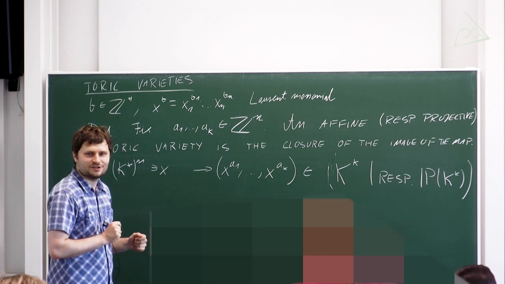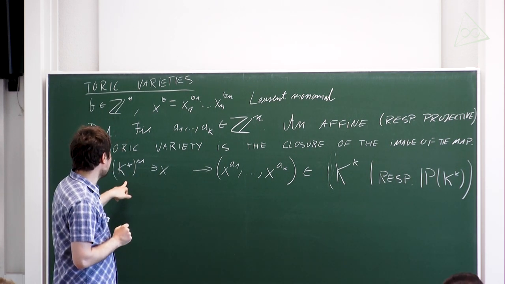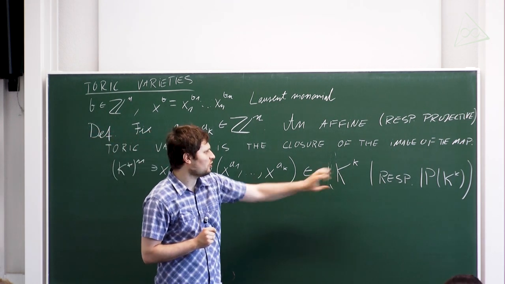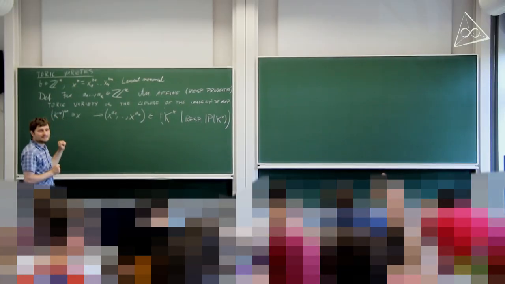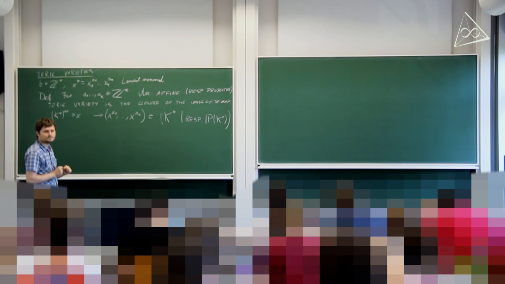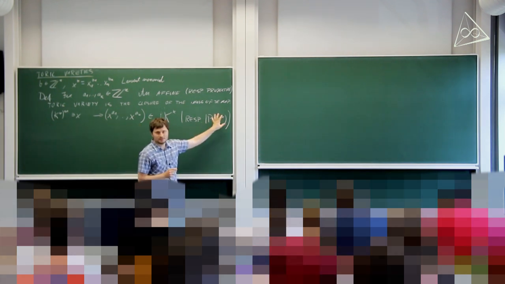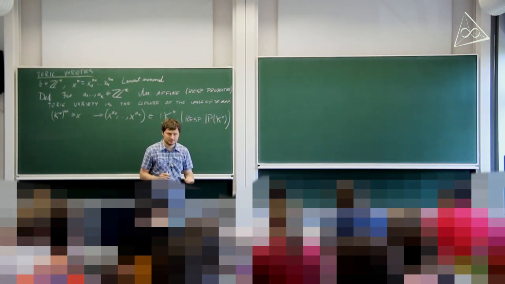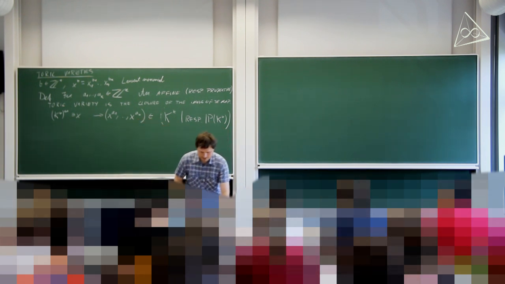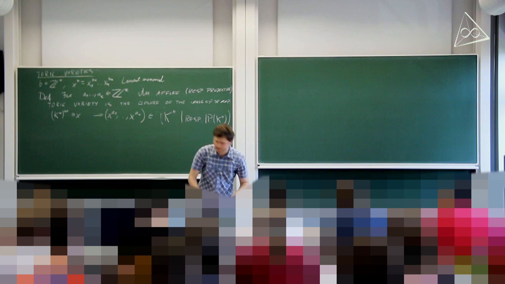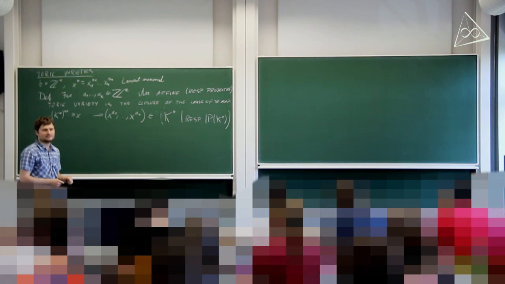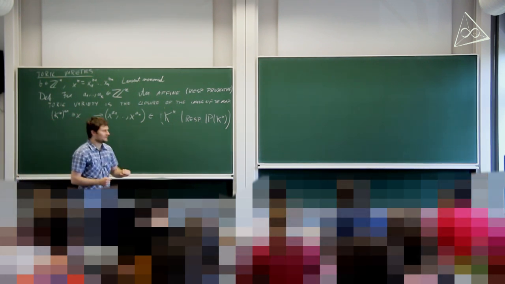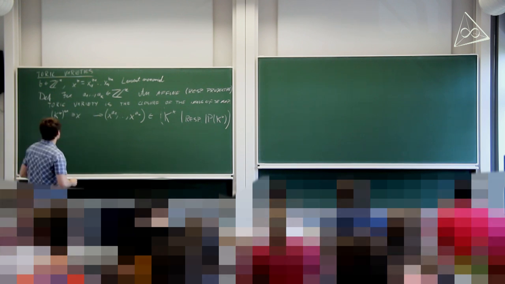I define a map from this domain to the whole affine space, and I take the closure. Yes? So if you do it to projective space, do you need to require some... No, right now, no. I just take this point as a point in the projective space, and I close it. This doesn't look natural, but I will make a remark about projective toric varieties later. In fact, the second part of the talk will be devoted to projective toric varieties, and we'll change this map a little bit so that it behaves nicer with respect to the projective space. But right now, I don't do that.